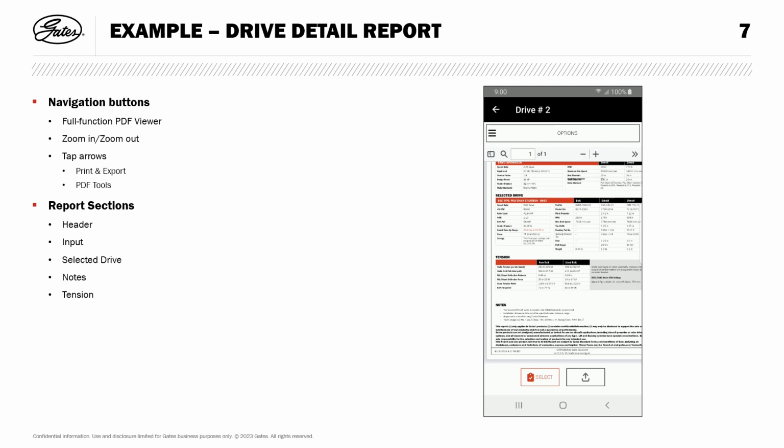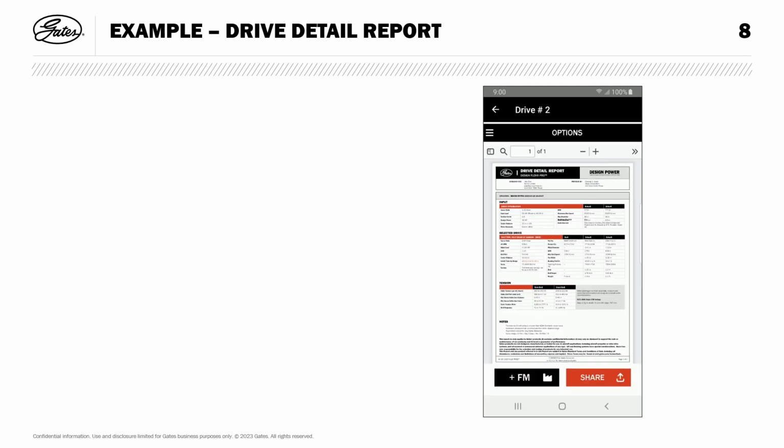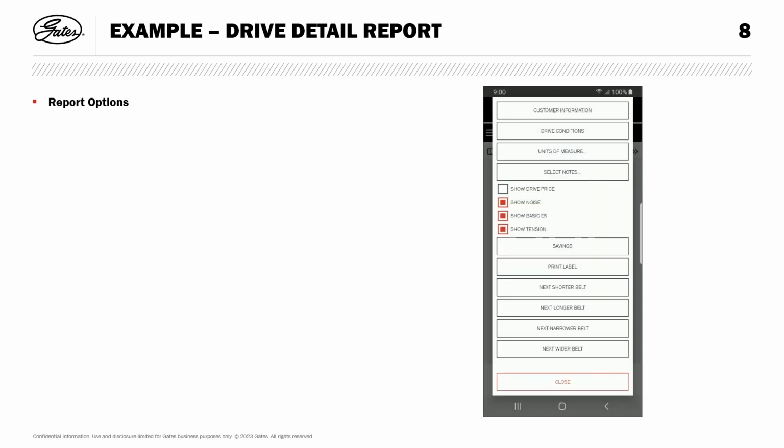Just like the PC version, GDP Mobile allows for easy navigation of DF Pro reports. We also have the same options for working with DF Pro reports. Let's talk through those. Most of these are accessible from the hamburger-style menu button at the top, so I'll tap that and we'll go down the list.